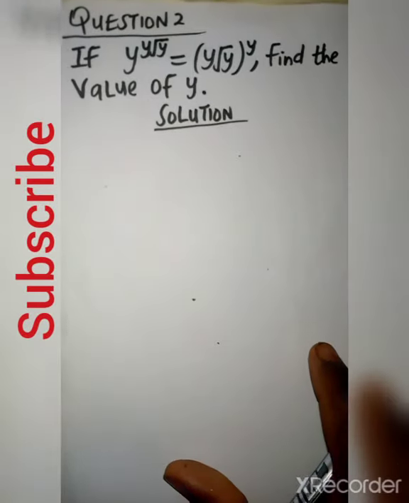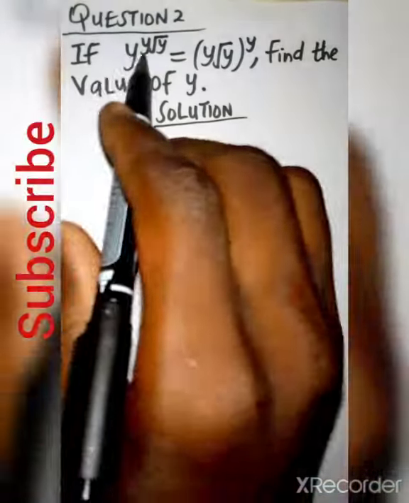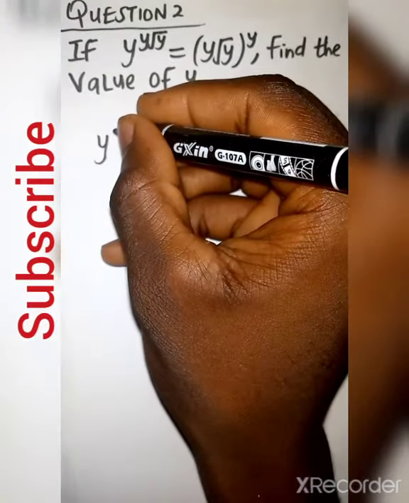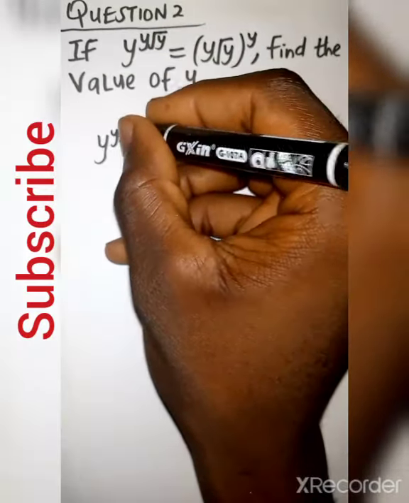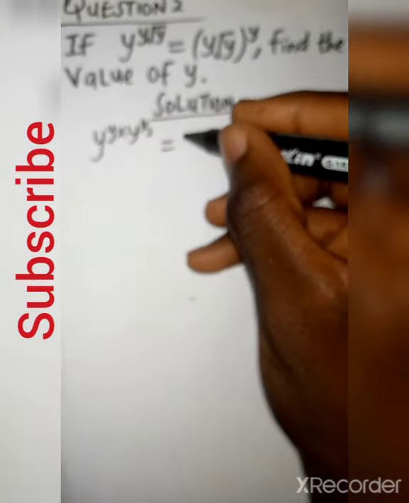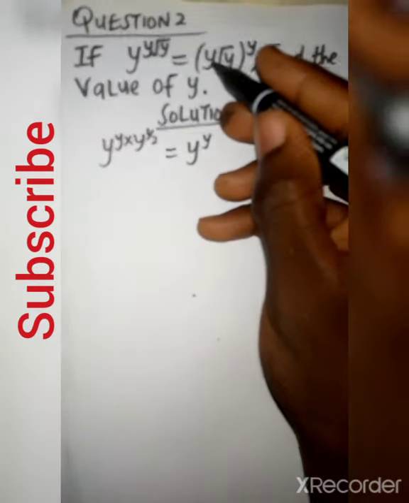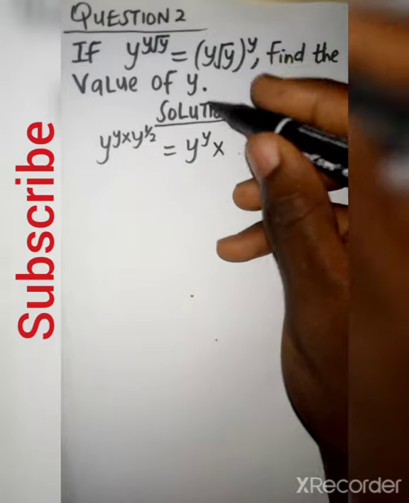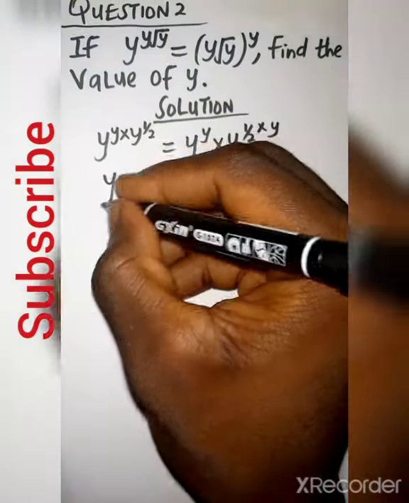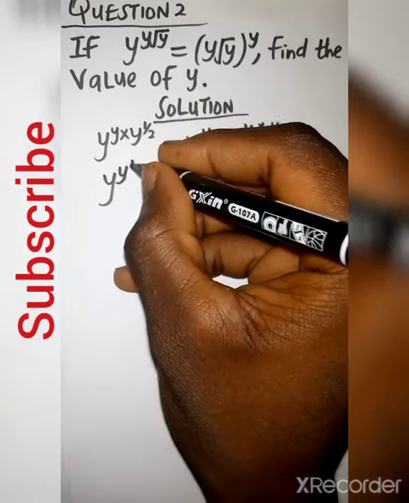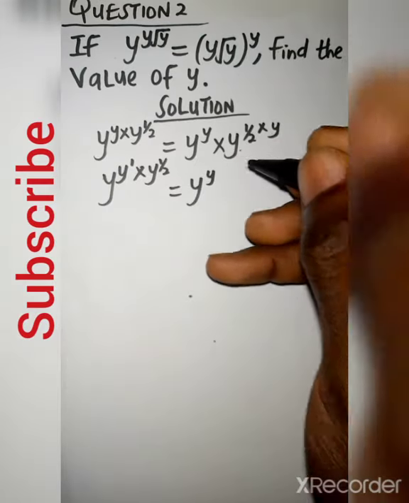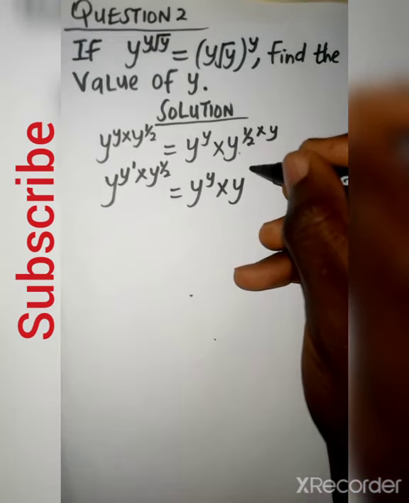The second question is, if this is this, find the value of y. So we could just say y to the power of y multiplied with root y means y to the power of 1 over 2. So this y, I split it up. Then root y means y to the power of 1 over 2 multiplied with y. So then I have y raised to the power 1 multiplied with y raised to the power 1 over 2 equals y raised to the power 1 multiplied with y raised to the power y over 2.